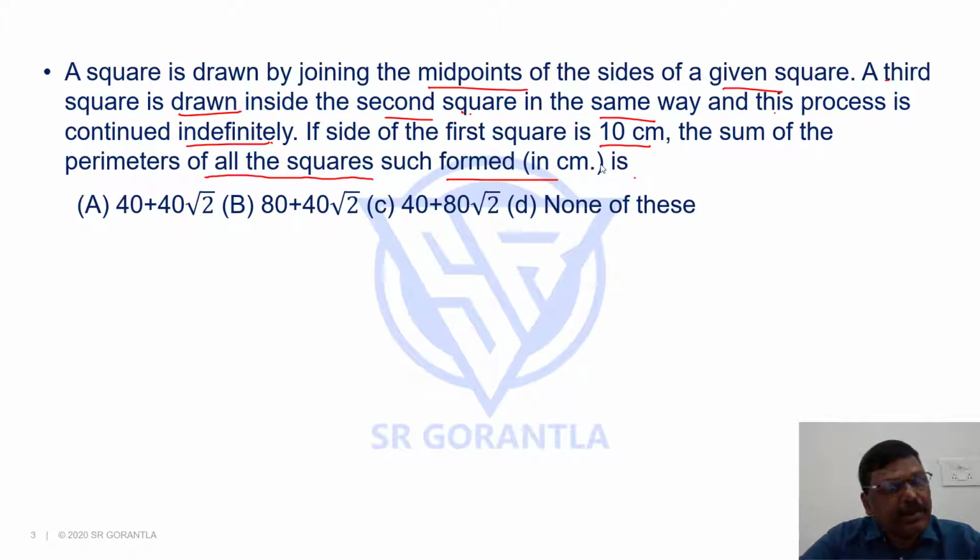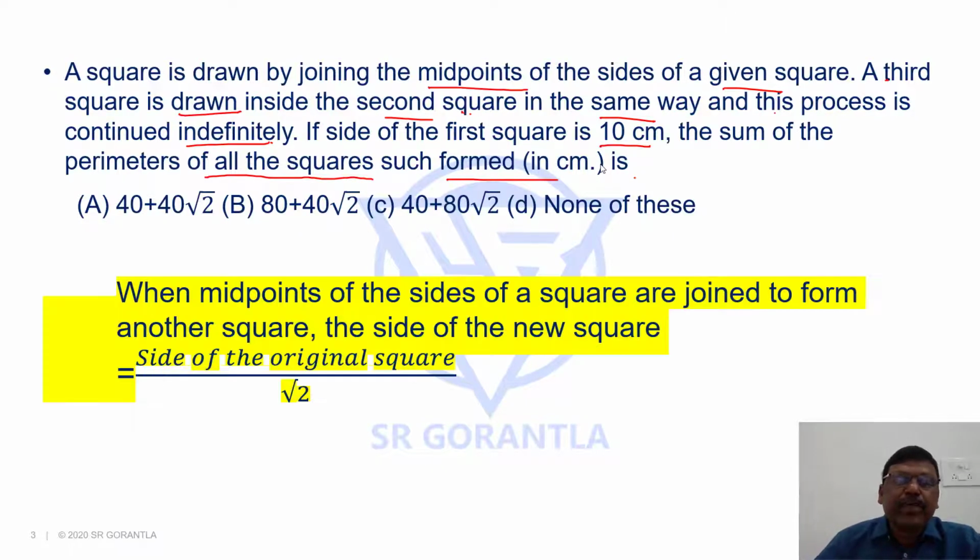Good. Now, this question has two concepts involved. The first one is, when midpoints of the sides of a square are joined to form another square, the side of the new square equals the side of the original square divided by root 2. This is the first point. 1 by root 2 times the original side.